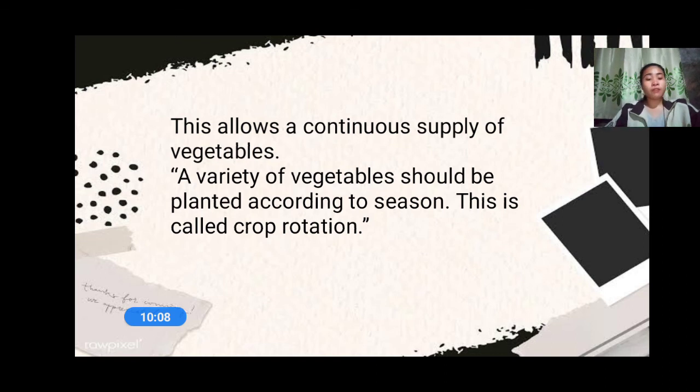Okay? So a variety of vegetables should be planted according to season. This is called crop rotation. Okay?